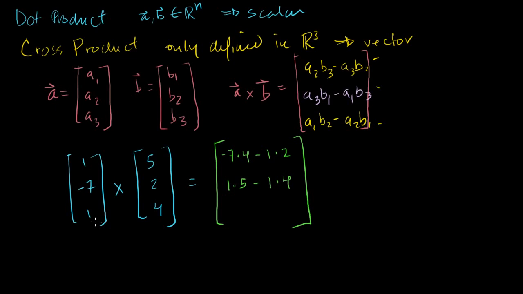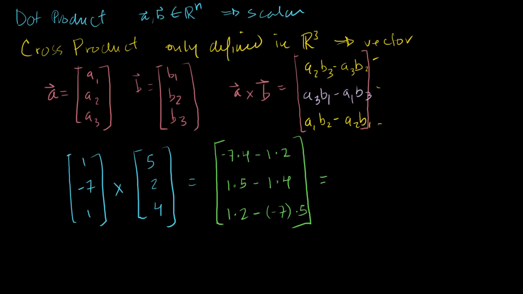And then finally, the third term, you ignore the third terms here, and then you do it just like the first term. You start in the top left. 1 times 2, minus 7, I'll put that in parentheses, minus 7 times 5.